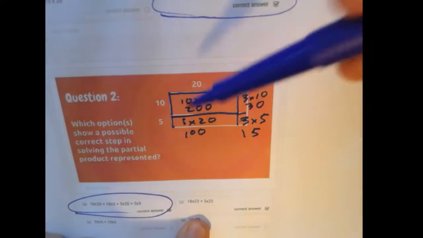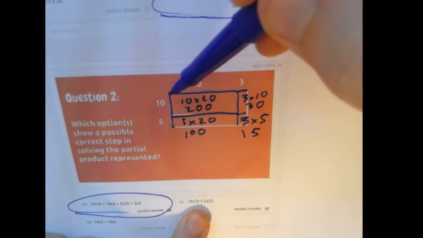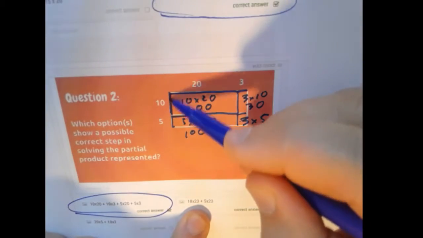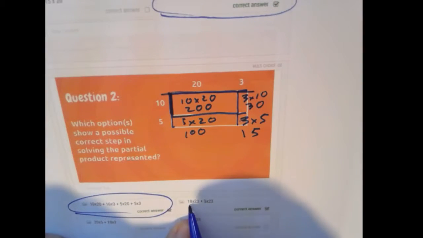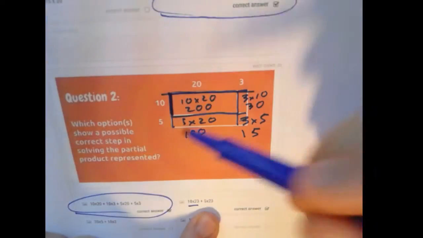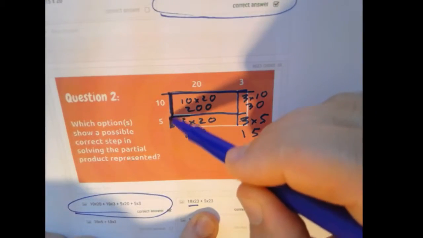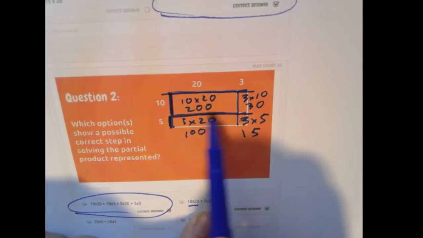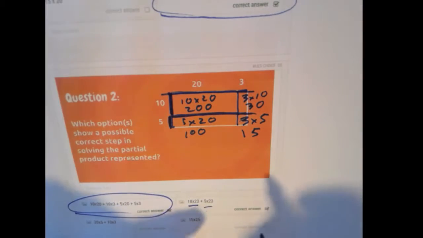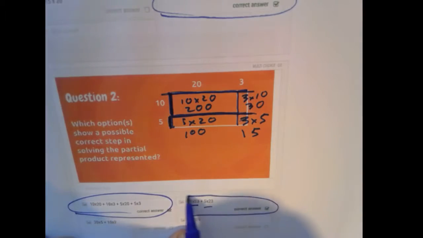What about this one? 10 times 23, so they're doing the height of that much times the width of all the way over. So 10 times 23, that's true, as well as plus the height of this bottom portion times the width of all the way over, 5 times 23. So that's another correct possible step.